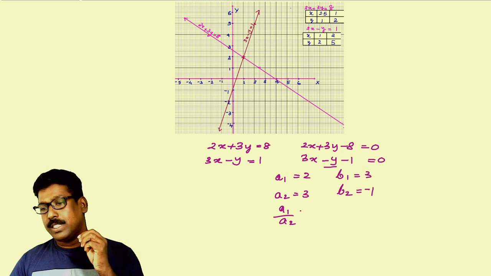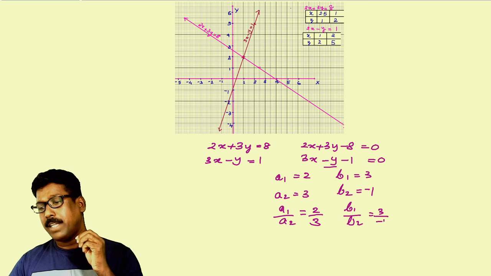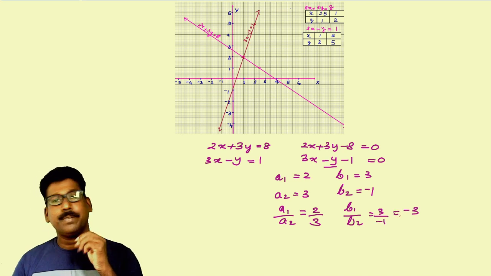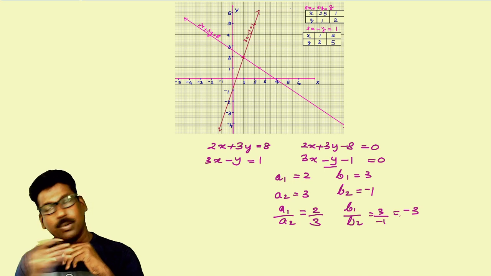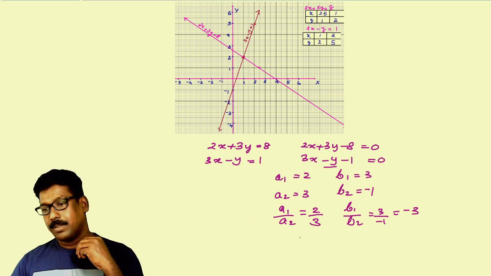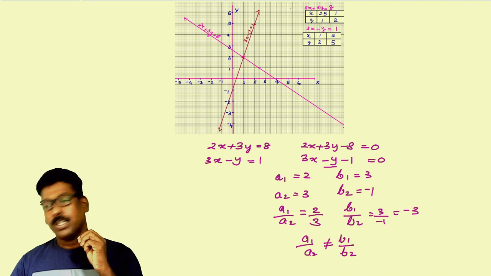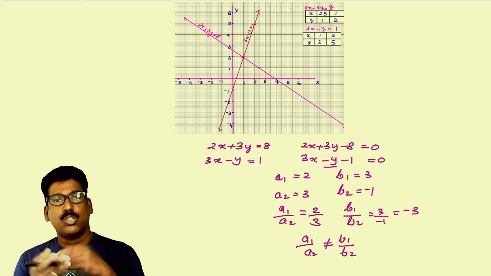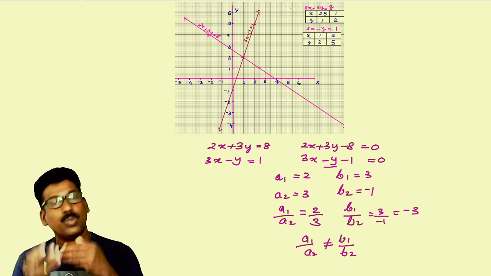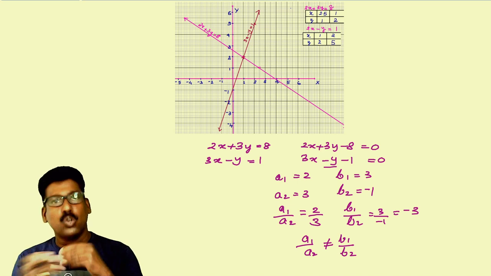a1 by a2 is equal to 2 by 3. Similarly, b1 by b2 is equal to 3 by negative 1, which is equal to negative 3. Are they equal? No. So in this case a1 by a2 is not equal to b1 by b2. If a1 by a2 is not equal to b1 by b2, you will get an intersecting line. The solution will be unique. That means only one solution.